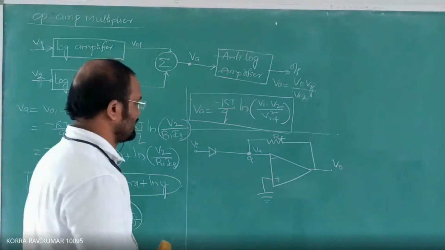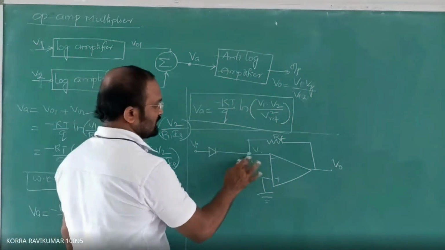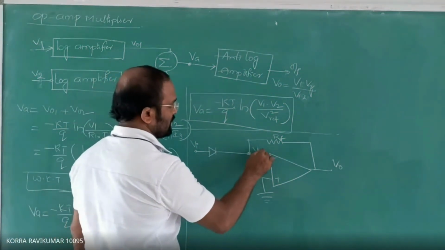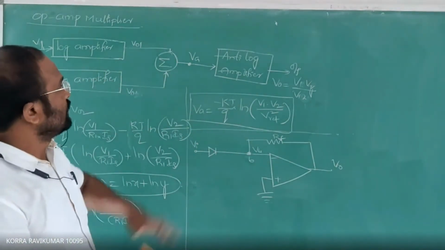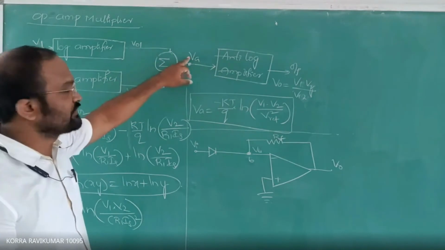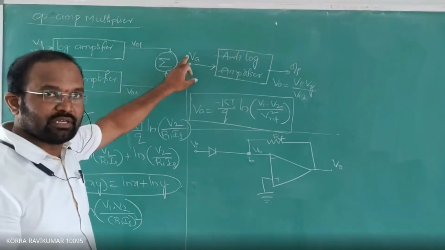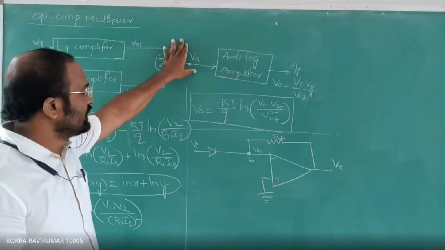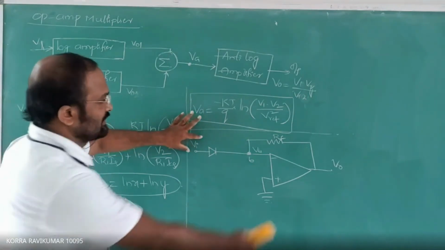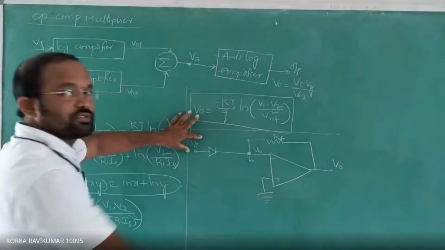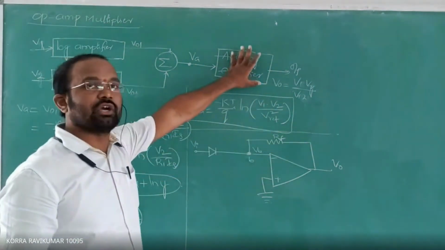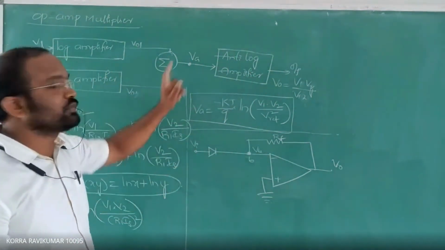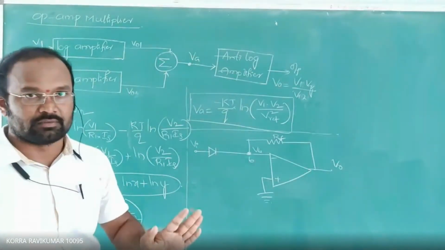So let us do one thing. This is node B. So potential present at this point is VB. The output of the summing amplifier is VA. That VA we are applying as an input to this anti-log amplifier circuit, because VA is nothing but the input voltage of the anti-log amplifier. That is the meaning. Okay.